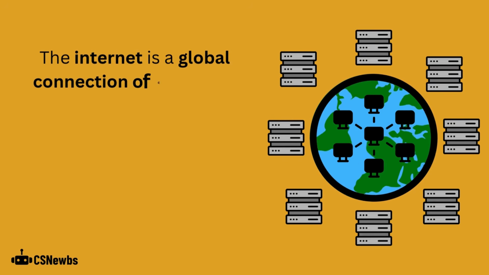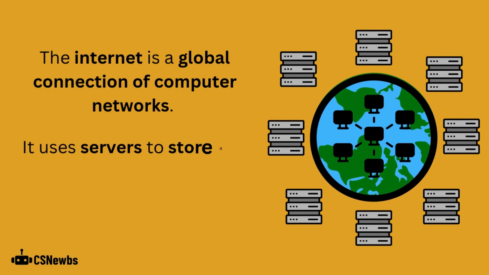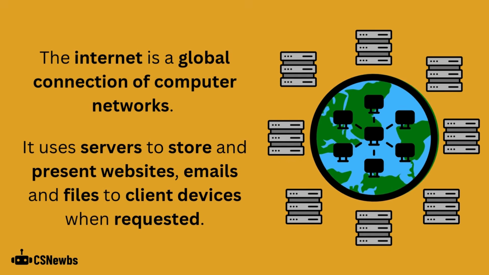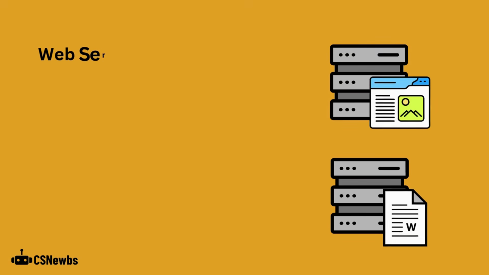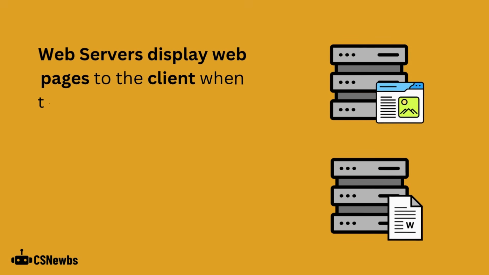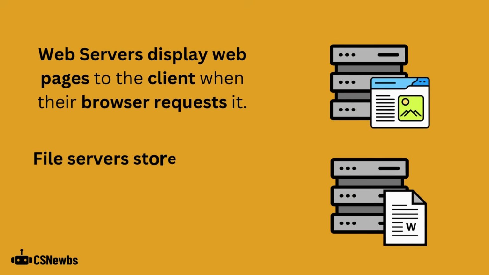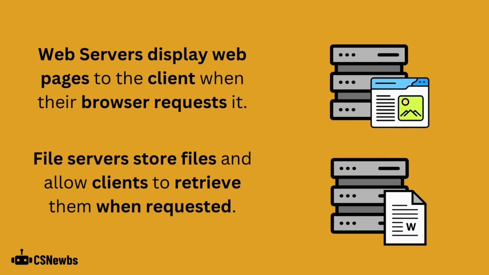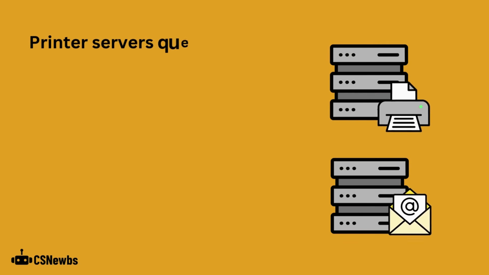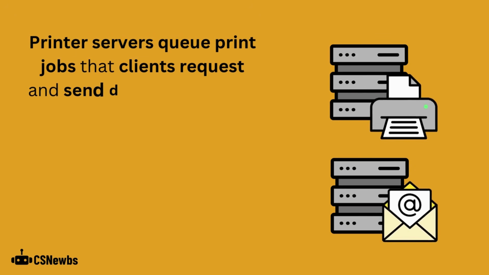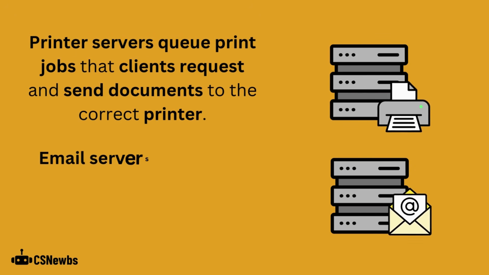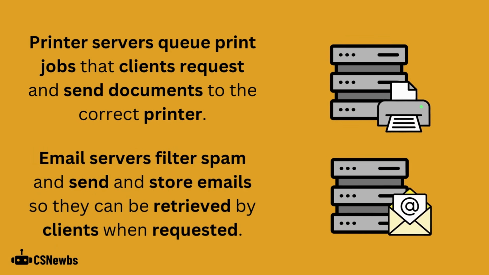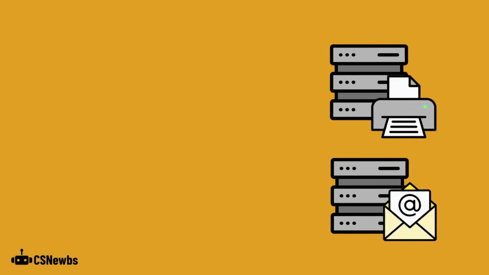The Internet is a global connection of computer networks. It uses servers to store and present websites, emails, and files to client devices when requested. Web servers display web pages to the client when their browser requests it. File servers store files and allow clients to retrieve them when requested. Printer servers queue print jobs that clients request and send documents to the correct printer. Email servers filter spam and send and store emails so they can be retrieved by clients when requested.